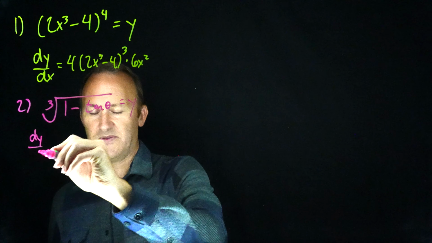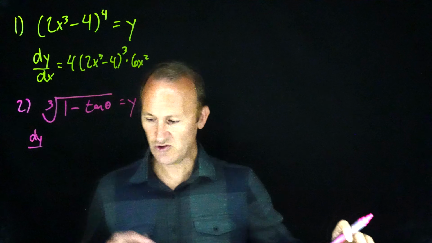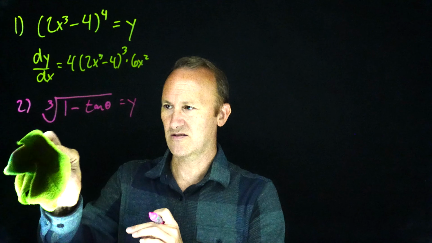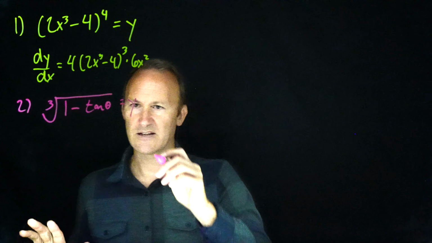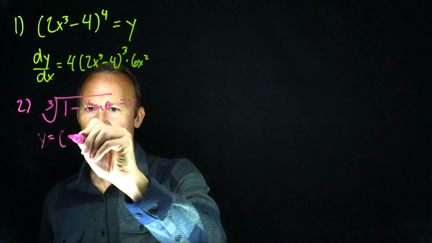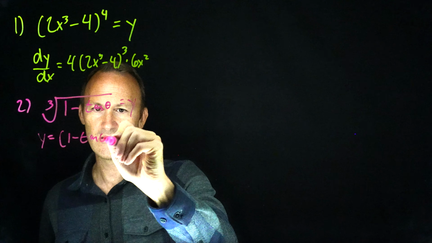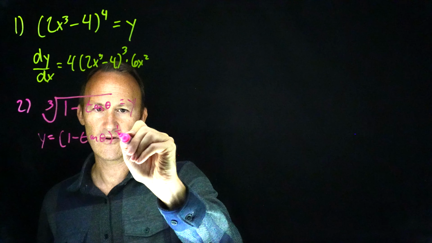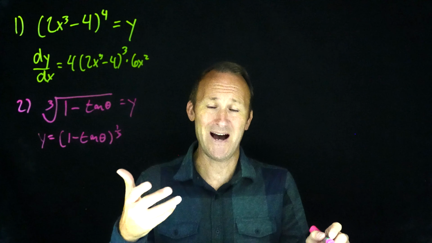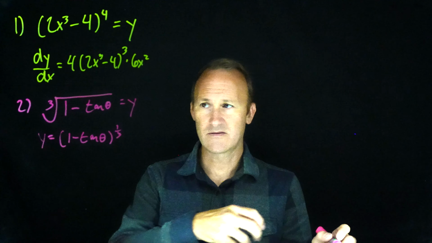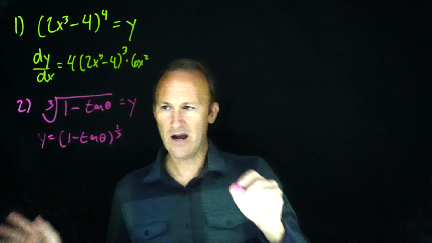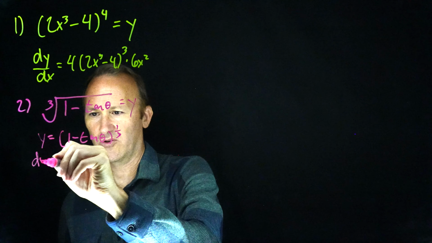And I think potentially before dy d theta, it can be nice to look at the cube root as follows. You could consider, well, this is y equals 1 minus tangent theta to the 1/3 power. Why write it like that? Well, because we know the power rule. It handles all the roots, but you have to think of it like that. Okay, so now it's much more clear.